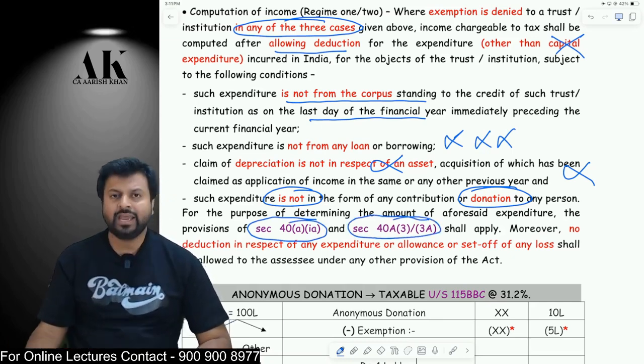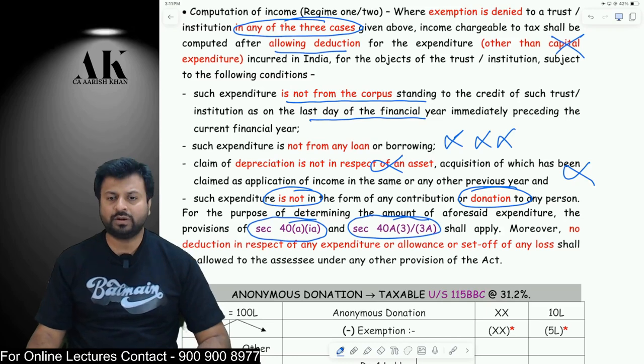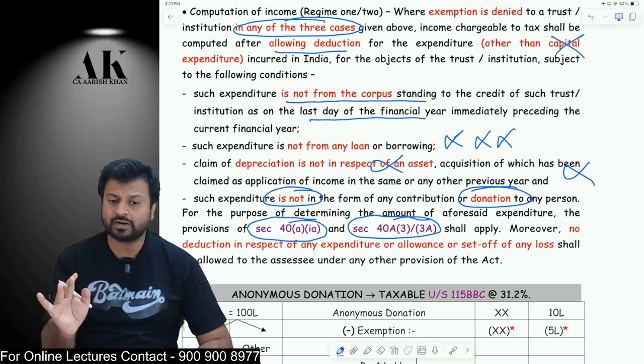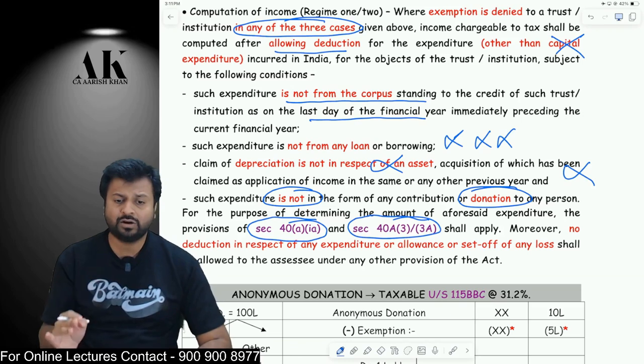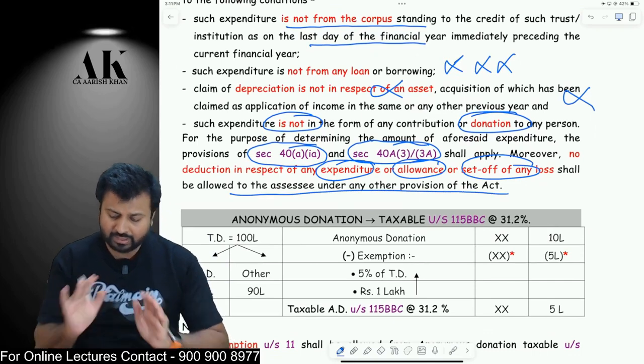Further, if the expenditure is made as a payment in cash of more than 10,000 rupees to a person in a day, then it should be by account payee cheque, account payee draft, ECS, or such other electronic mode. Otherwise, you will not get the deduction of that particular expenditure. And last but not least, no deduction of any expense or allowance or set off of loss shall be allowed to the assessee under any provisions of the act.